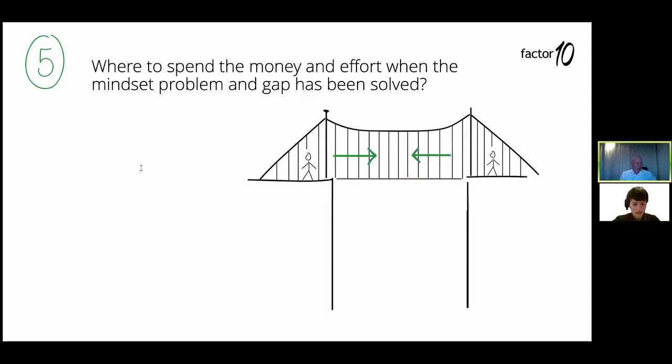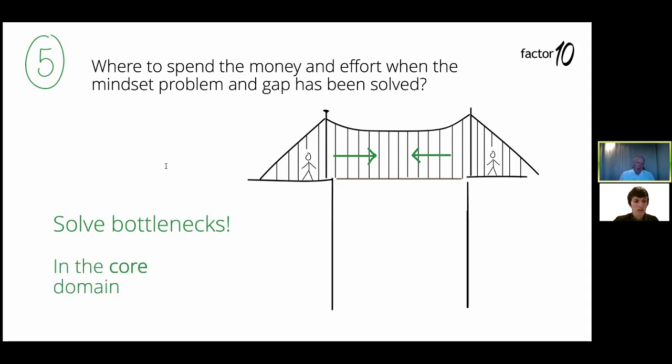So we have this bridge. It's working out for us. We are running around and running over it, and we are meeting and having friction and dealing with it, and great stuff is going on. But the last suggestion is about where to put our focus now when we actually have solved the mindset problem, and we are collaborating. What shall we collaborate on? My suggestion is that we should solve bottlenecks. And typically, actually this connects to the last question, typically we should focus on the core domain to spend our money and our effort.